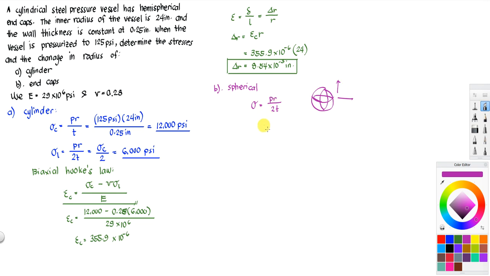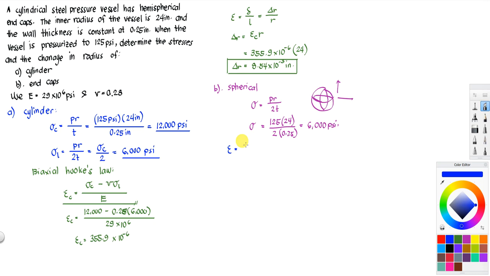So we will have here PR, the same thing. We can have it as 125 multiplied by 24 over 2t, which is again 0.25. So you can have 6,000. Same lang. So this is the stress for the end caps. What differs here is the strain.